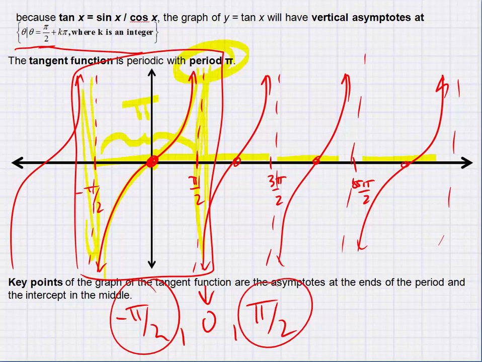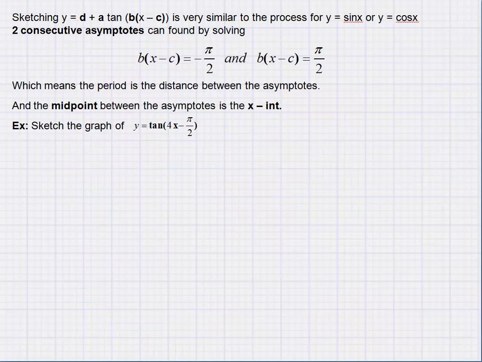So if I want to start graphing this tangent function, I should look at a tangent function that has multiple things happening to it. Something like this: d plus a tan(bx minus c). Well, we know what a, b, c, and d do to the sine and cosine. They're going to do the same exact thing to the tangent function.